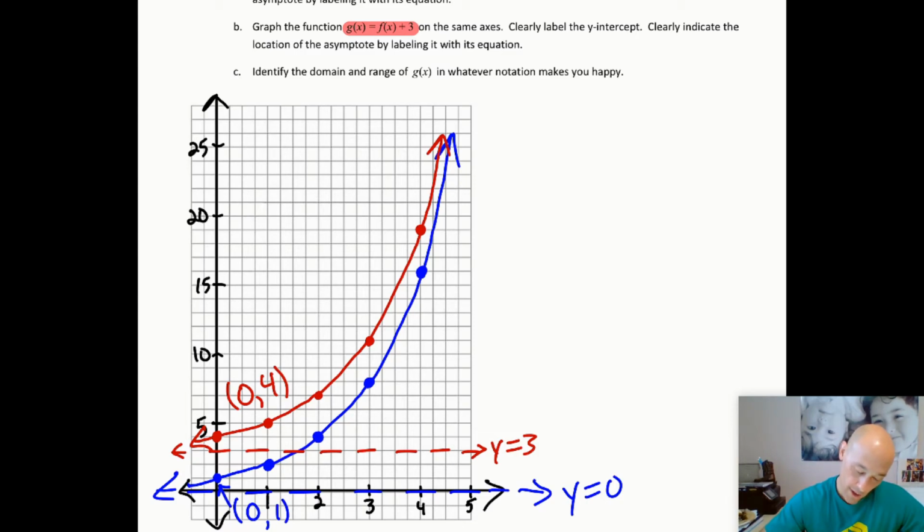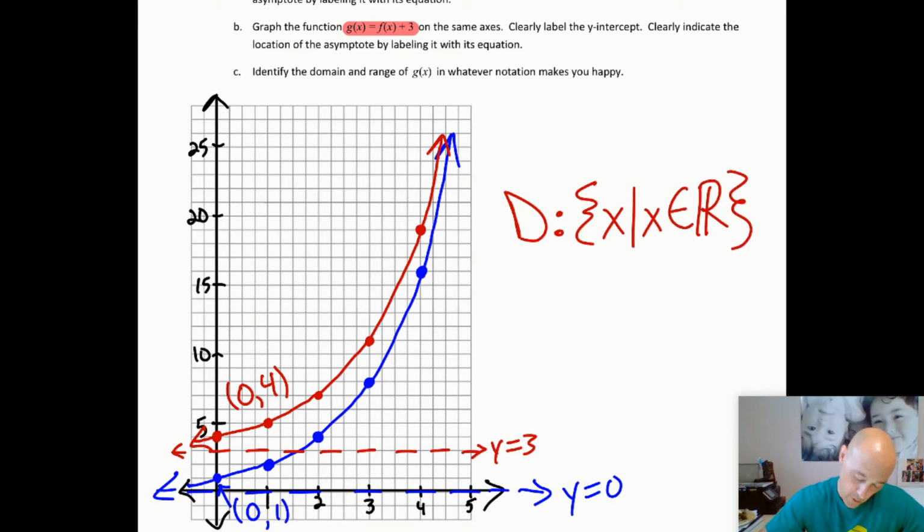Identify the domain and range of g of x in whatever notation makes you happy. So domain and range, we haven't talked a lot about that, but the domain is going to be what are the x values that are allowed or a part of this function, and it's going to be x such that x is in the real numbers.